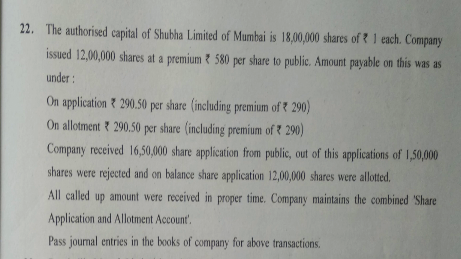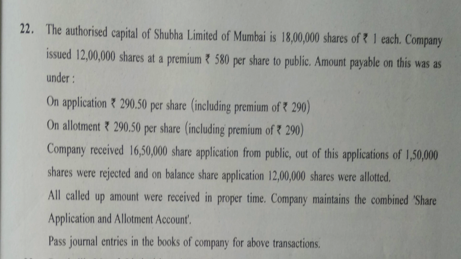Amount payable on this was as under. On application 290.50. Premium of rupees 290. That means only 50 paisa with application and remaining 50 paisa with allotment. So the amount on both the calls is similar. With application 290.5, with allotment 290.5. 0.5 in each is of share and 290 in each is of premium.